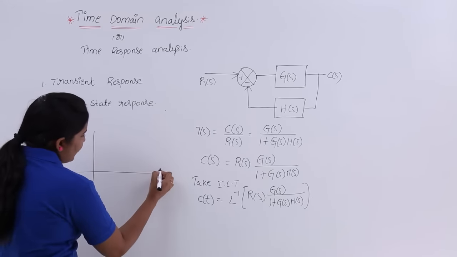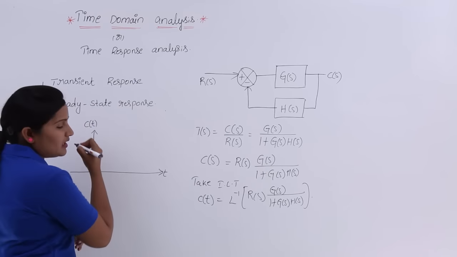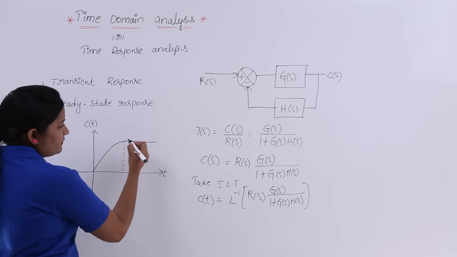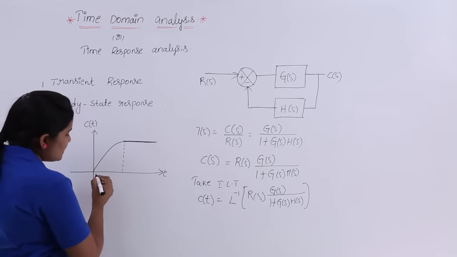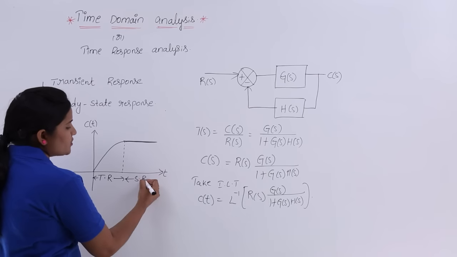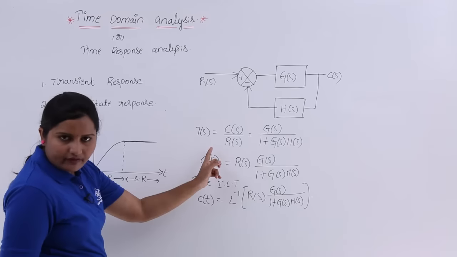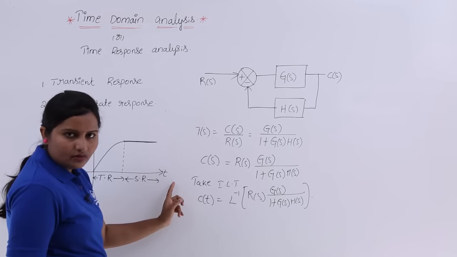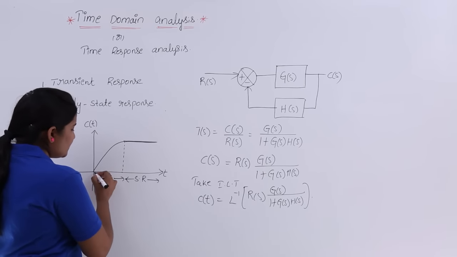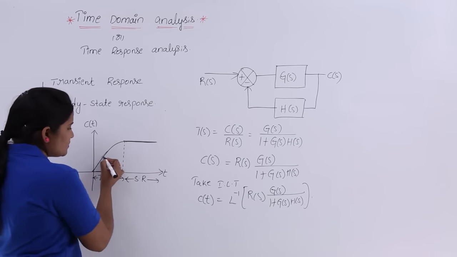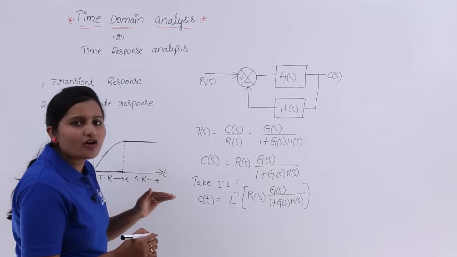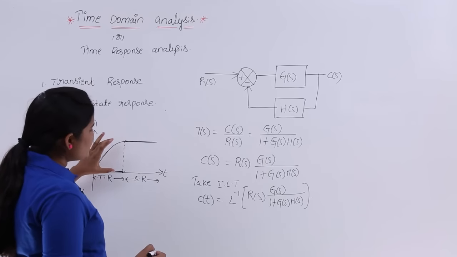For example, if you have a response c(t) like this, with t on the x axis and c(t) on the y axis, up to here it is varying. From here onwards it is constant. The varying part is the transient response of the system, and from here to the constant value is the steady state response. You can observe that the response varies with time in the transient part, but in the steady state part, even if you vary time, the response does not vary. It is like a constant.